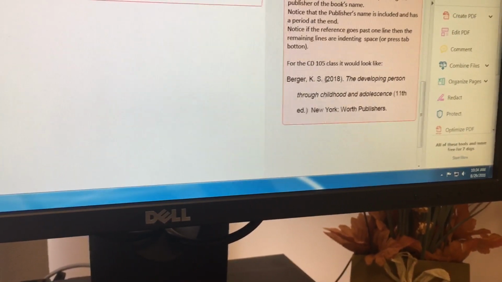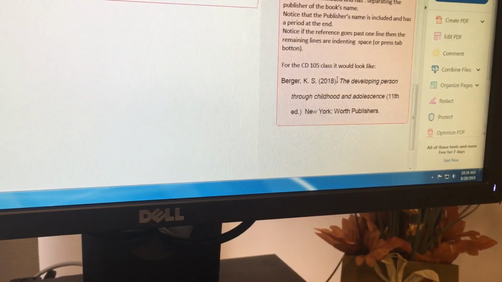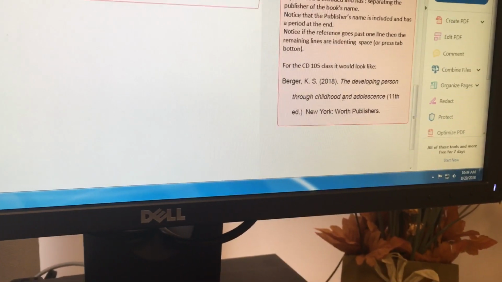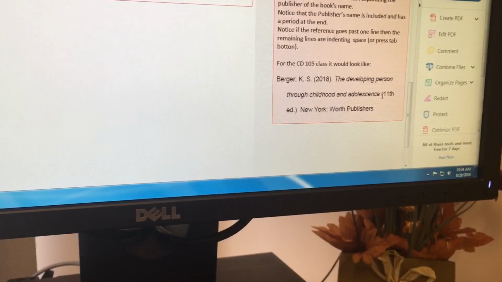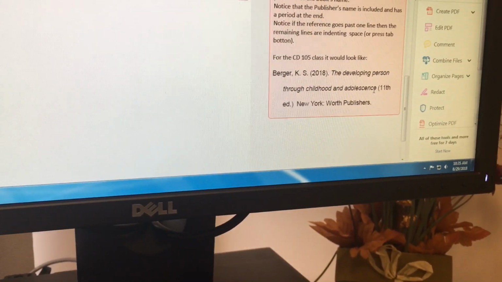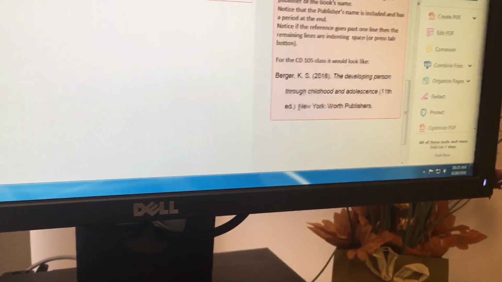Then you're going to have the parentheses. You're going to put the year. So if you're using the 11th edition, you're putting 2018. Another parenthesis, and then you're going to put that period. Then you're going to put the title, Developing Through Childhood and Adolescence. The title of a textbook is going to be italicized. So make sure you're italicizing it. And then you're going to put the 11th edition.